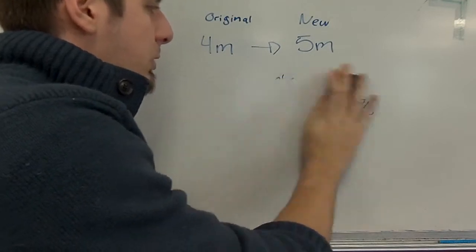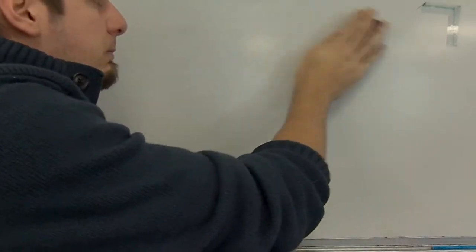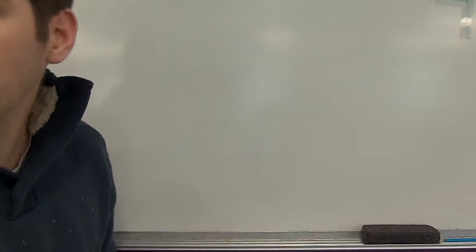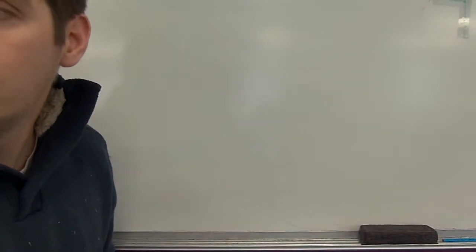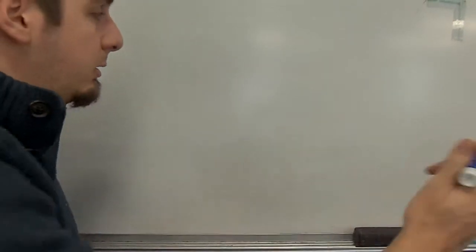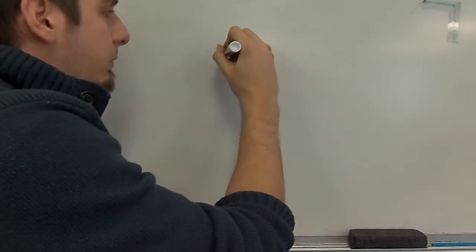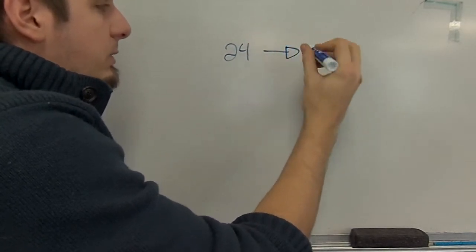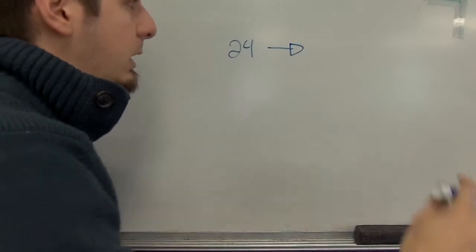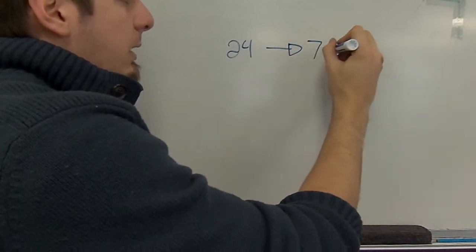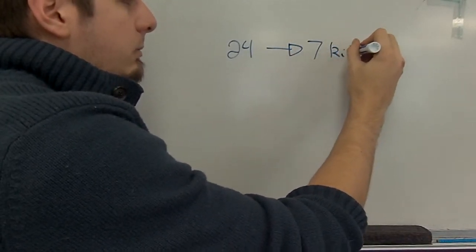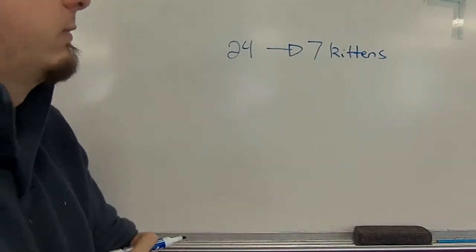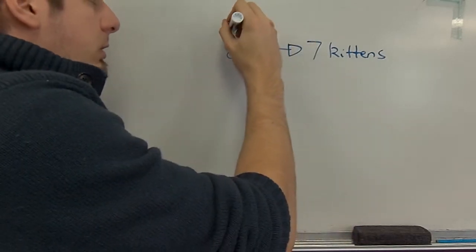It's not too much more difficult. I'll do another example just in case we're having trouble catching on. Okay, let's say you have some kittens. We have 24 kittens, and we end up selling a bunch of them because obviously we can't afford to have 24 kittens, and we now have 7 kittens left. Okay, I want to know what is the percent of change. I've gone from 24 to 7. So here's the original.